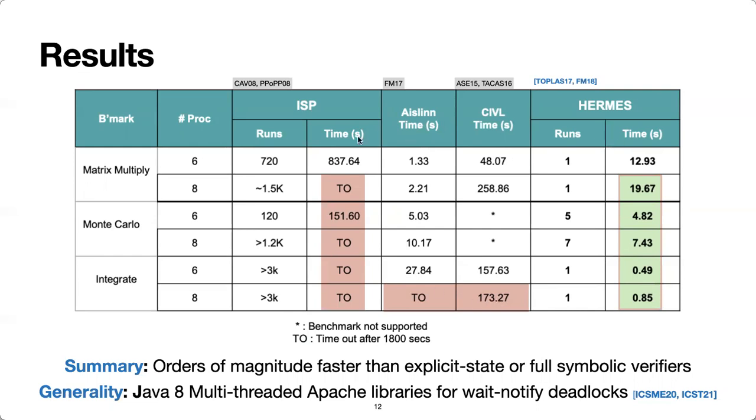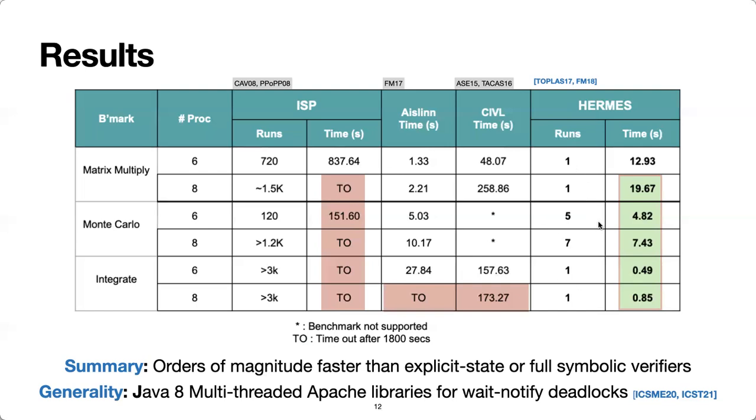We saw that for multi-path programs, ISP was just timing out for some representative scientific computing benchmarks like matrix multiplication, Monte Carlo simulations, 2D diffusion, integration, etc. AceLen was using some partial order reduction techniques and was able to fare much better, yet it was timing out as soon as we bumped up the number of processes on which we wanted to verify. CIVL, which was a full-blown symbolic verification tool, would take an awful lot of time. And Hermes was doing fairly well.